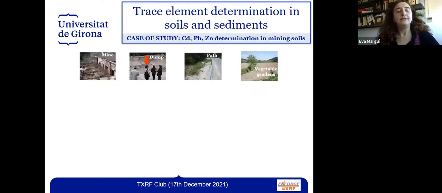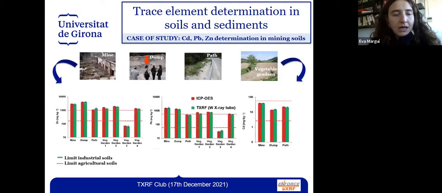So finally, we decided that the best way was to use this quantification approach. Once the method was evaluated, we applied it to study the lead, zinc, and cadmium content in different points in the mining area. We picked up some soil in the mine, in a dump. Here you can see me the day that we were in the mining area, and also two locations far away from the mine, a path, and also some vegetable gardens that were placed around 2 or 3 kilometers down from the mine. Here you can see the results that we obtained.